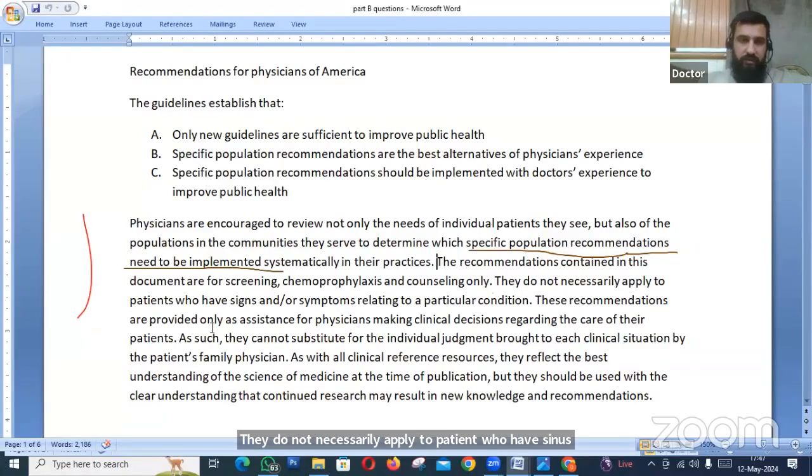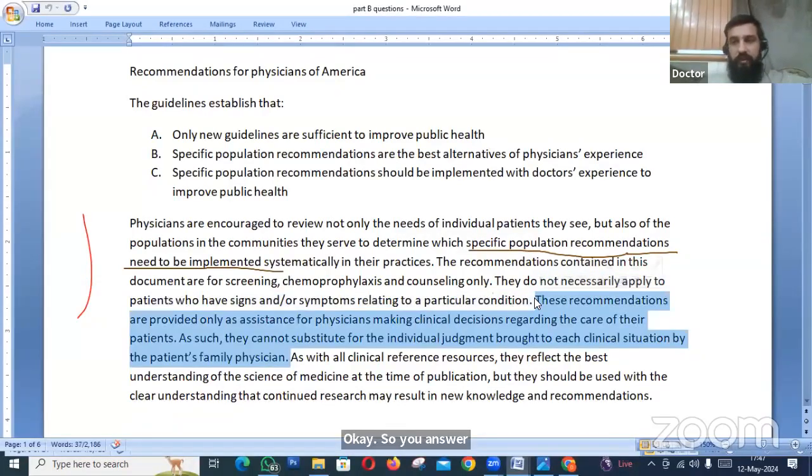Okay. These recommendations are provided only as assistance for physicians regarding the care of their patients. As such, they do not substitute. Okay. As with other reference sources, they reflect the best understanding of, okay. So your answer is almost in this part. Yes.